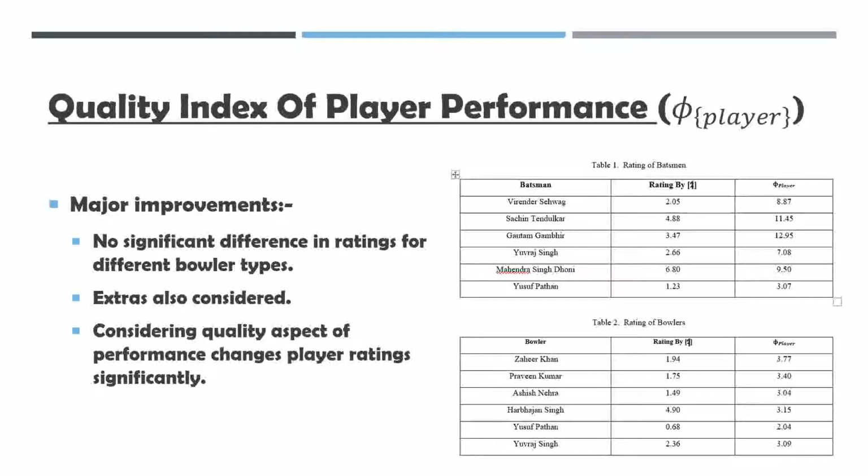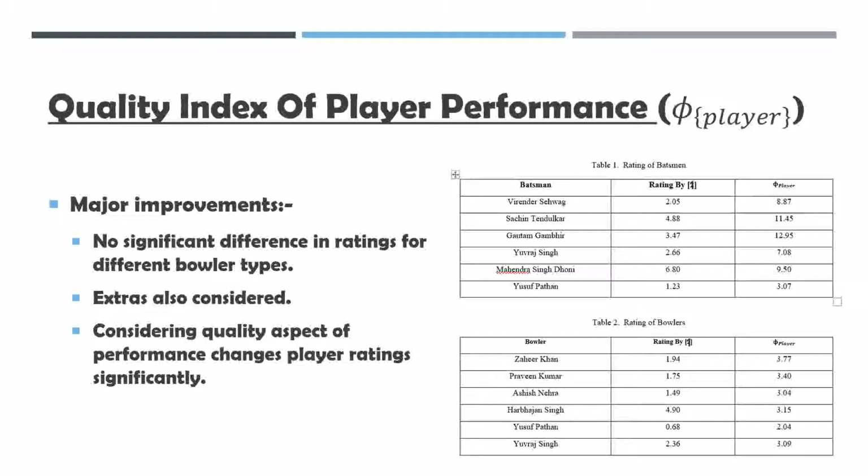So this is one major improvement of the quality index of player performance. Next, we also considered the extra run. So there are certain rules. When a bowler bowls some illegal deliveries, then extra runs are awarded to the batting side. So we also considered that, and this is usually ignored by many works until now.